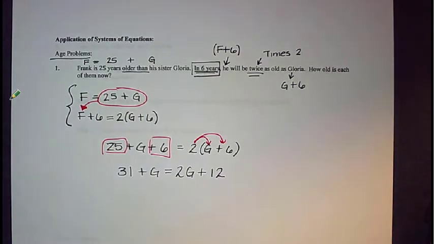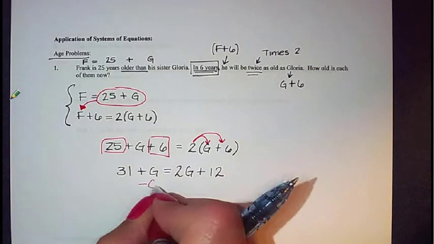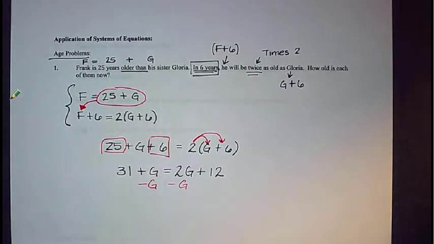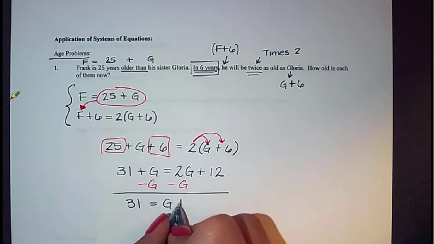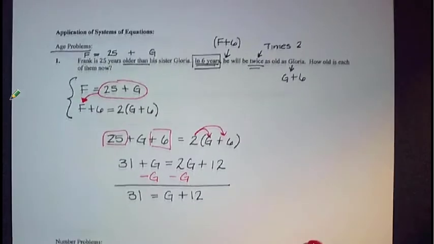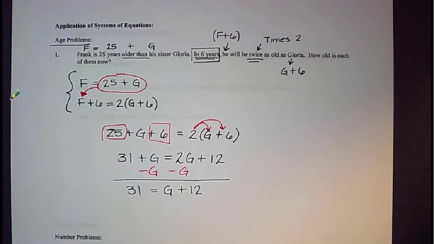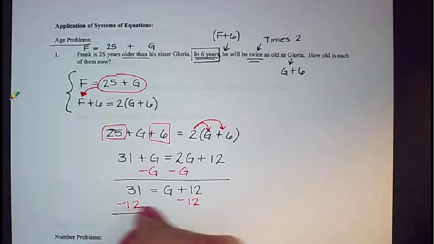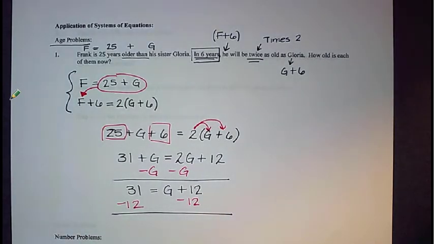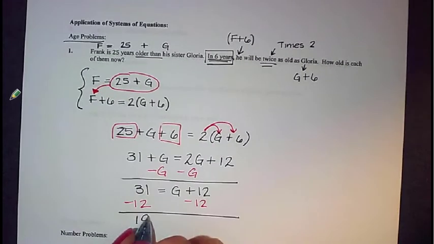I like to move my G's together first, so let's subtract G from both sides. So now we have 31 equals G plus 12. And then our last step to find Gloria here is that we're going to subtract 12 from both sides of this equation and do 31 minus 12. And 31 minus 12 is 19. So right now, Gloria is 19 years old.